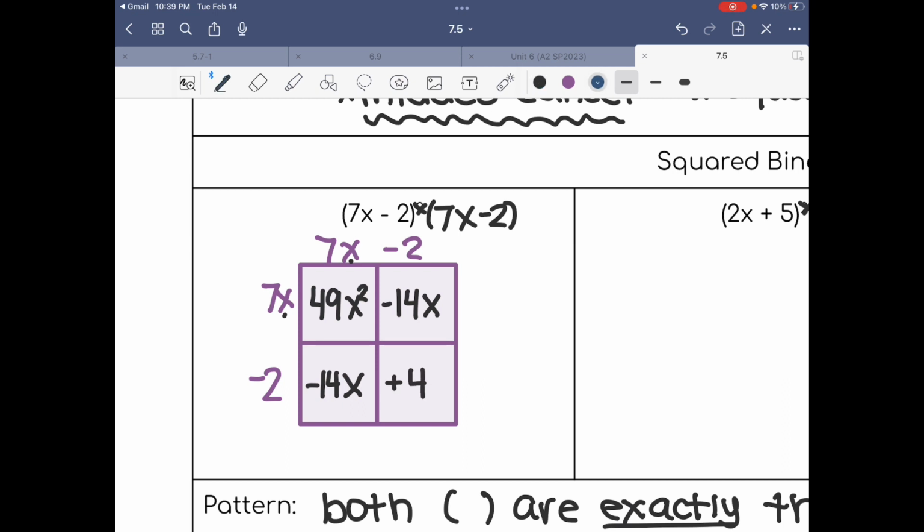Then, just like we did above, you have to add the 2 in the diagonal together. But negative 14 plus negative 14 isn't 0 this time. It's actually negative 28. And then the 4 stays at the end, and the 49x squared stays in the middle.